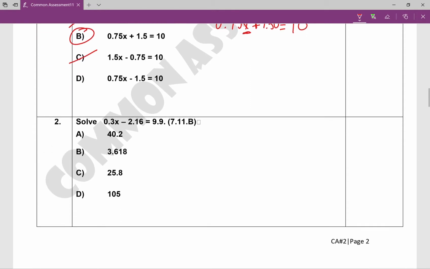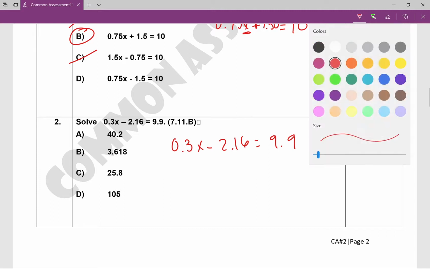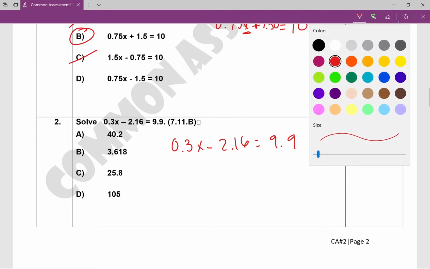The next one, we have: solve 0.3x minus 2.16 equals 9.99. So we have an equation with decimals, and you can take that in different approaches. You can solve it regularly, but what I'm going to do is convert all of those to whole numbers. How do I do that? Well, I got to look at the place values that my decimals are in.